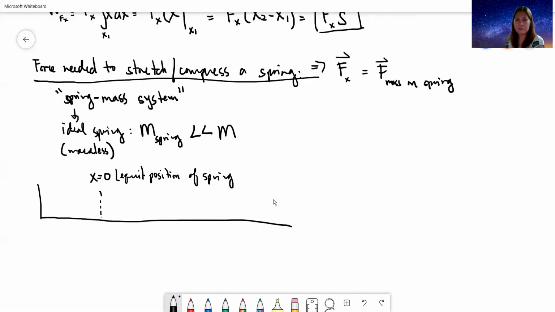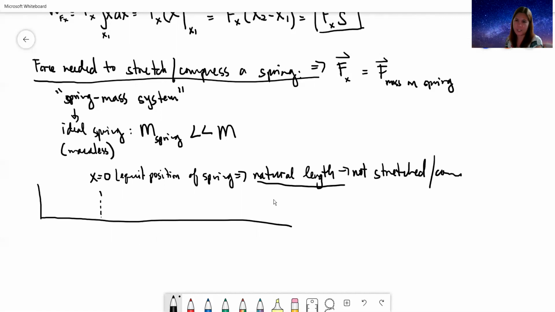Where it's defined as the spring. The spring is in its natural length. Natural length meaning not stretched nor compressed. Not stretched nor compressed. So, natural length siya. Ayan. So, ito yung, for example, yung natural length ng spring natin.